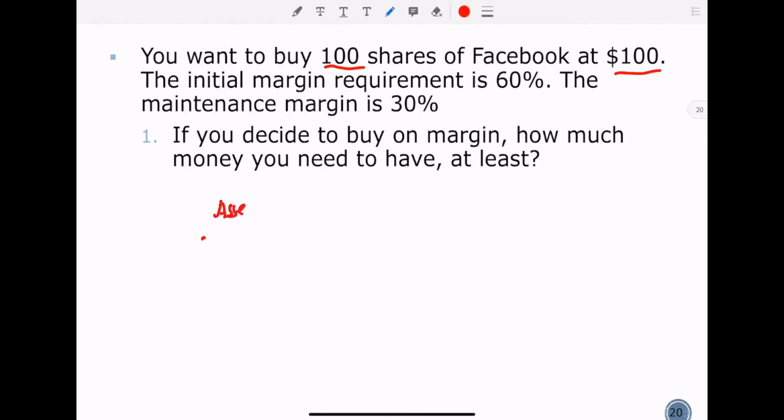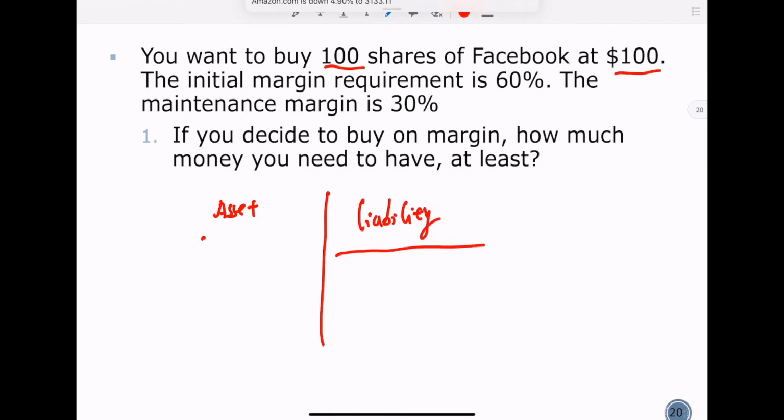Whenever you're thinking about a balance sheet, you have the left-hand side, which is the asset, and here you have liability, and here you have equity, or shareholders' equity. So let's see what kind of asset, liability, and equity you have if you're buying 100 shares of Facebook on margin. What is the value of your asset? Well, it's just $10,000, because you have 100 shares of Facebook at $100.